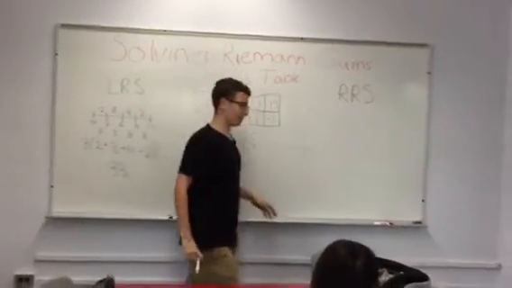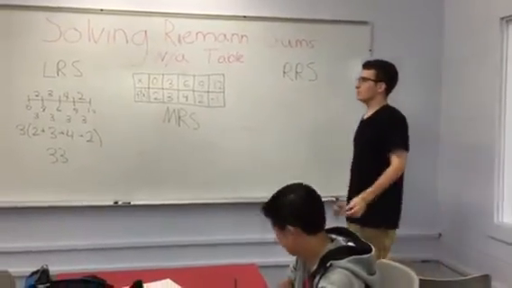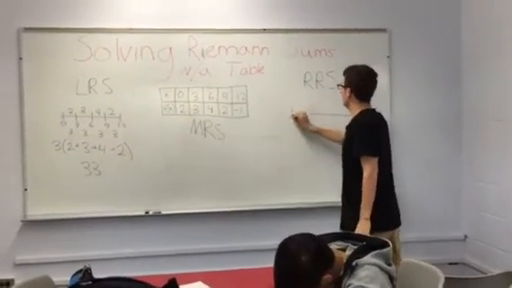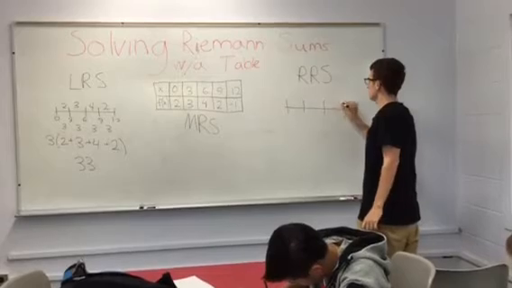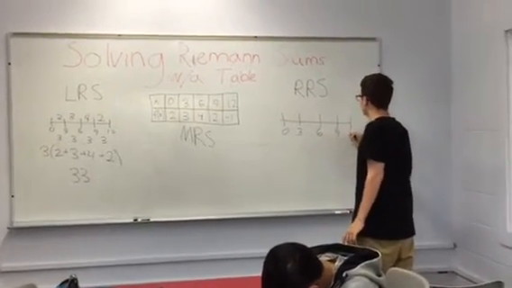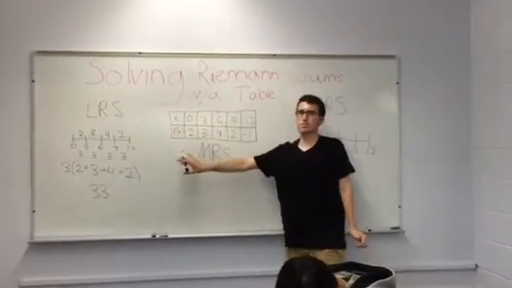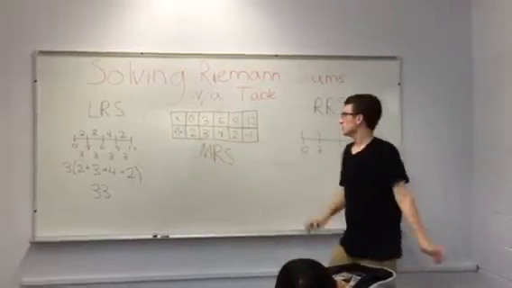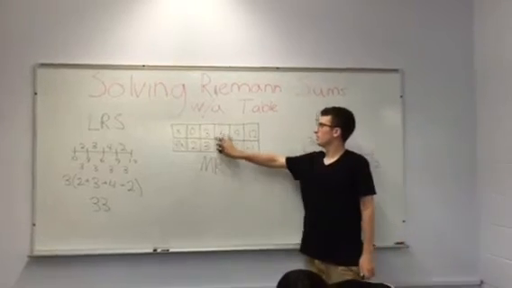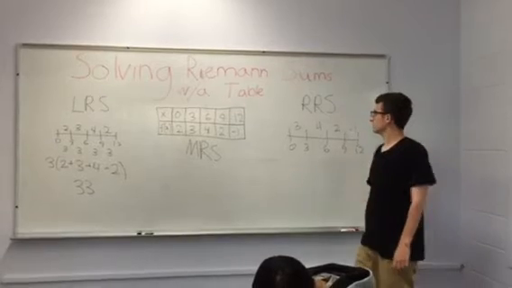For a right Riemann sum, you do something very similar. It starts out the same, so you have the number line with the 4 subintervals. And then, instead of taking the left value of the subinterval, you take the right value. So it would be 3, 4, and then so on, 2 and -1.